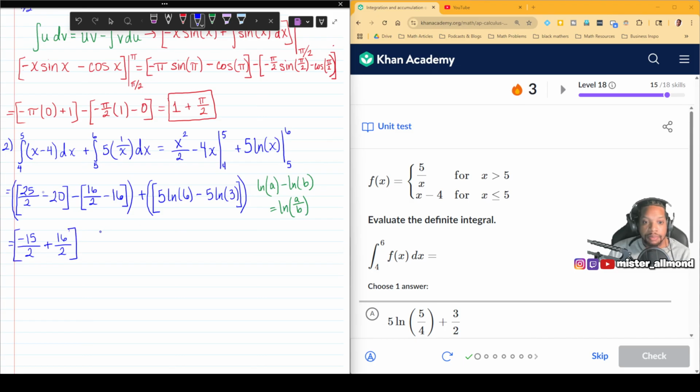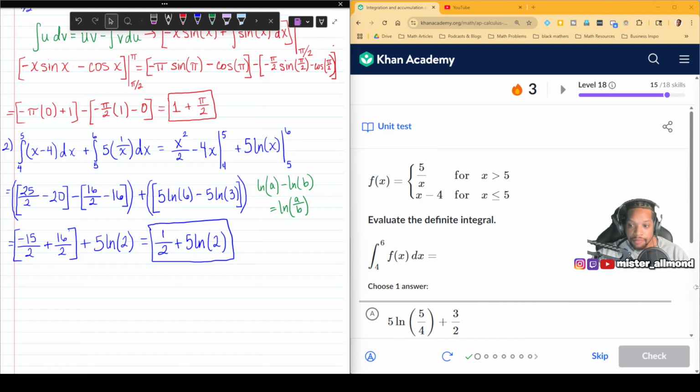And then it's going to be plus, what do we say? 5 times the ln of 6 over 3, which is 2. So my final answer should be, what's negative 15 plus 16? That's just 1 over 2 plus 5 ln of 2. I didn't even look at my answer choices yet. Hopefully that's one of them.